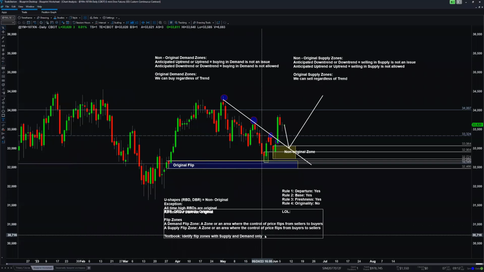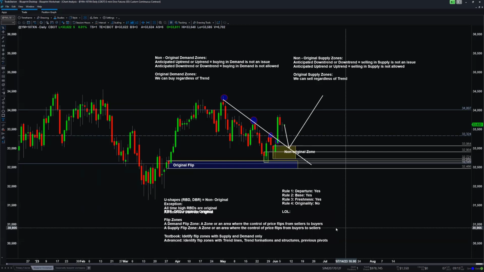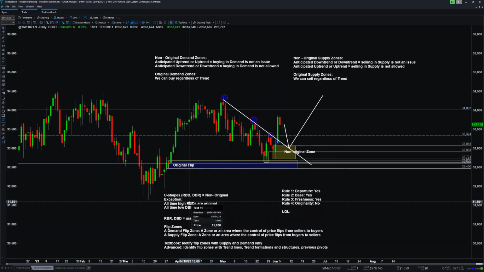The more advanced way is, and that's my personal way of arguing flip zones, is to identify flip zones with the above, as well as with trend lines, trend formations, and structures. And what we can also use is pivots, previous pivots. Okay. So this is my personal rule.